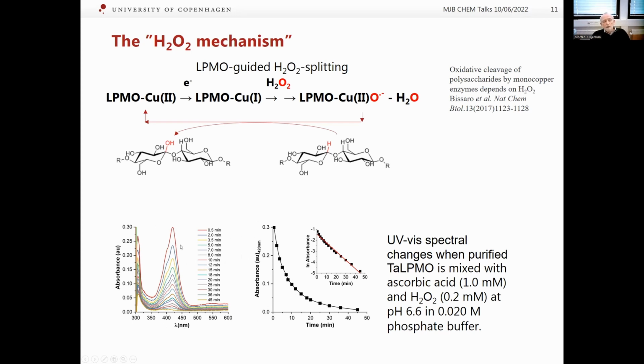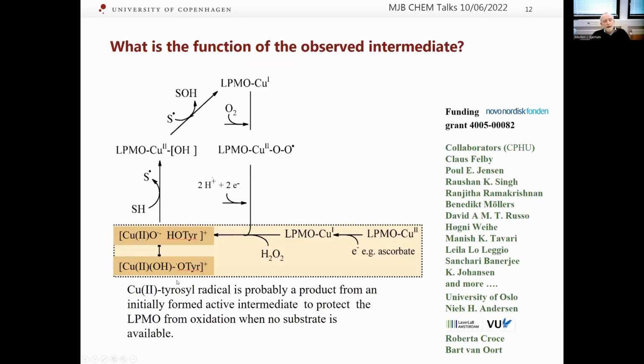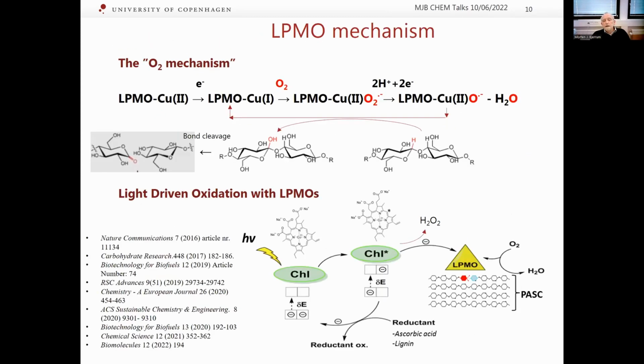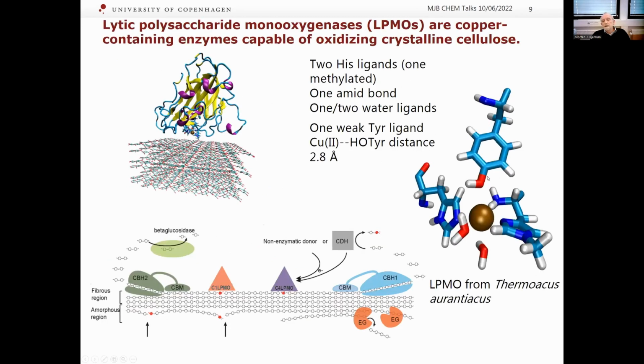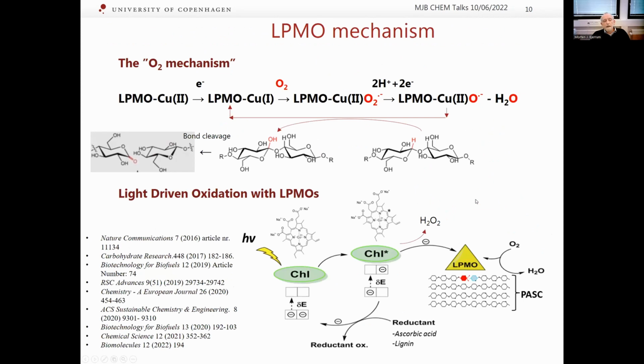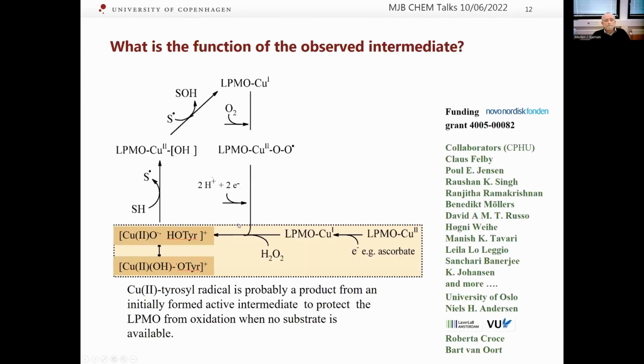And that was interesting. What was this species that was formed with the direct interaction between LPMO and hydrogen peroxide without substrate? We were studying that using resonance Raman, EPR, and so on. And we were able to show that what actually was formed was a tyrosine radical, a copper-2 tyrosine radical. And that was fine because there was this tyrosine in the structure, as I showed here. This tyrosine is sitting in a very nice position for making this kind of interaction.